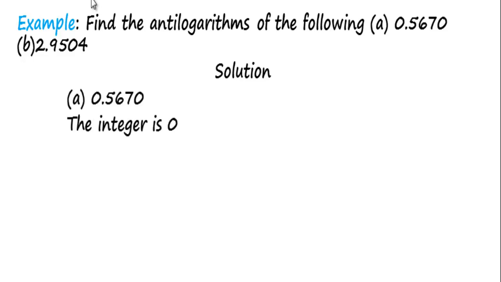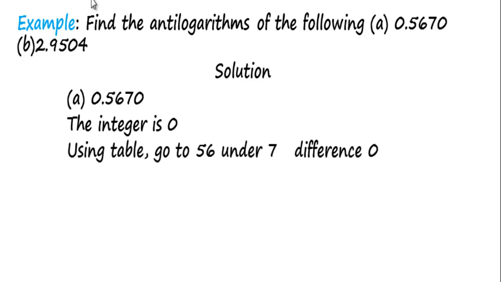Solution. A, 0.5670. Now the integer is 0. Of course, you know that the integer here is 0. We can't count any characteristic here. There is no characteristic. Now, using the table that we have shown you, go to number 56. It's only the mantissa that we are going to have here. Now go to number 56 on your logarithm table. Number 56.